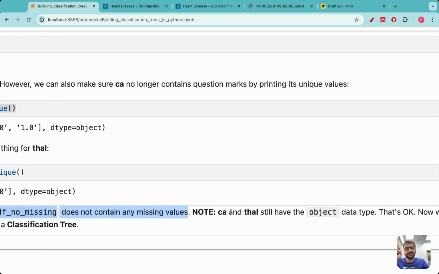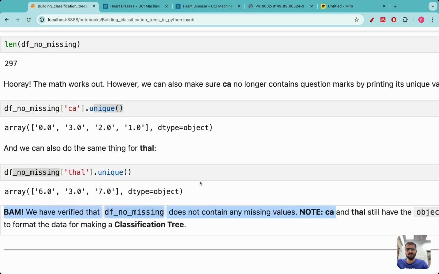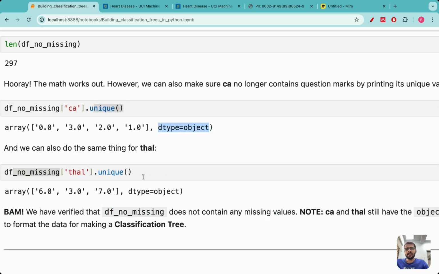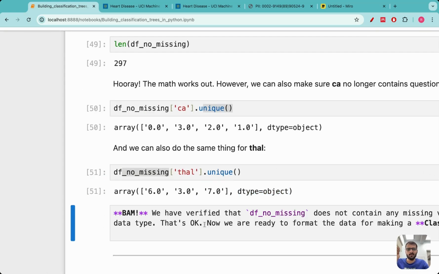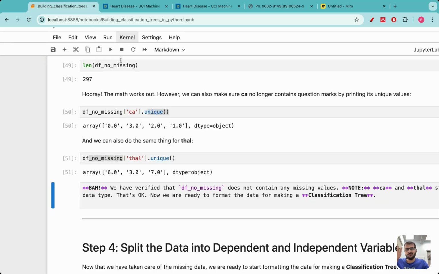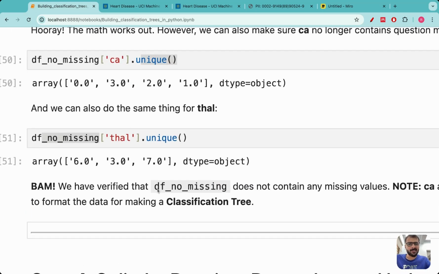One thing to note is that CA and thal still have the object data type, if you must have seen over here, and that's fine because we are now ready to format the data, because we have made sure that there is no missing data now. So even if the data type is object, it's fine.